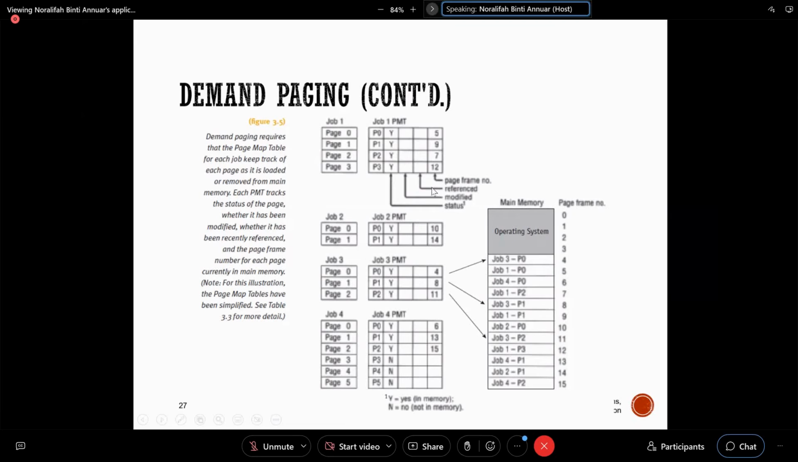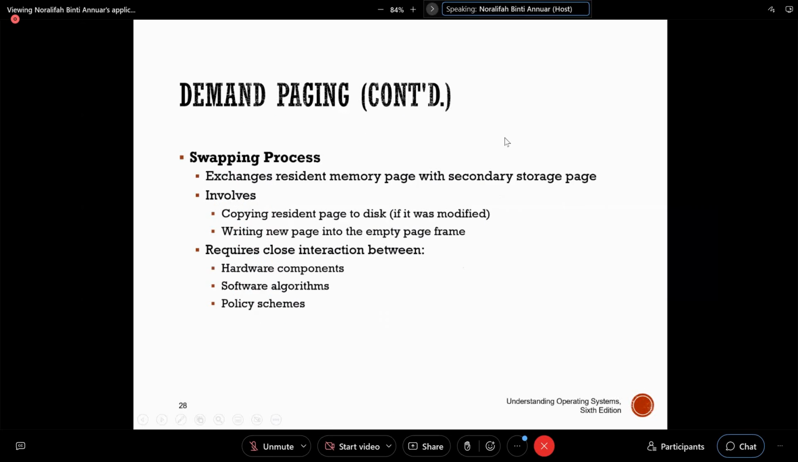And then has there been referred? Ada been referring more than once? Dia akan letak kat sini. Okay, ni page frame number lah. Kedudukan dia, lokasi dia dalam main memory. Contohnya page 0 dekat 5. Mana page 0? Page 0 job 1. Ni. Job 1, page 0, 5. Page 1, job 1 mana? 9.